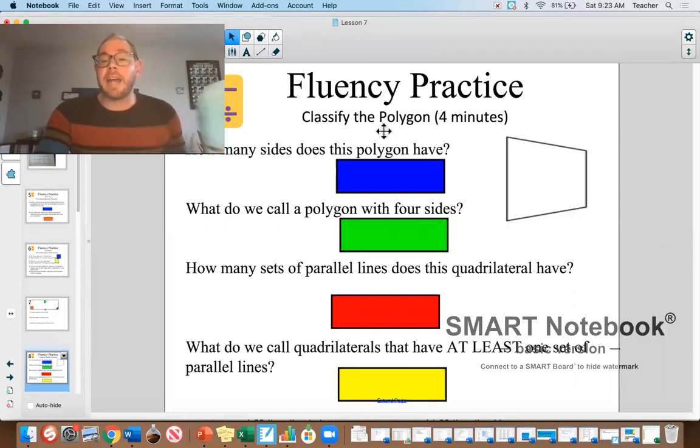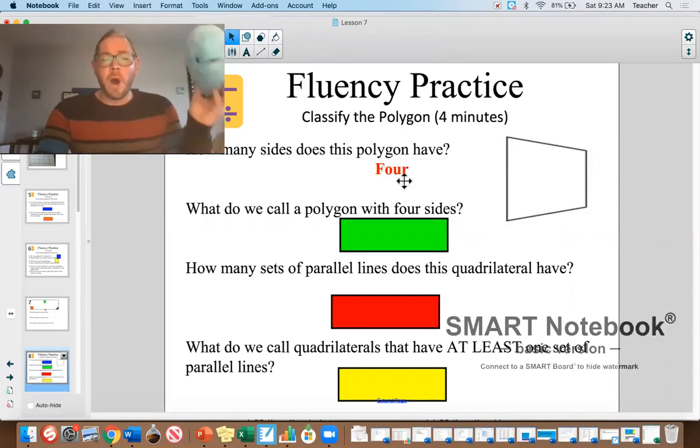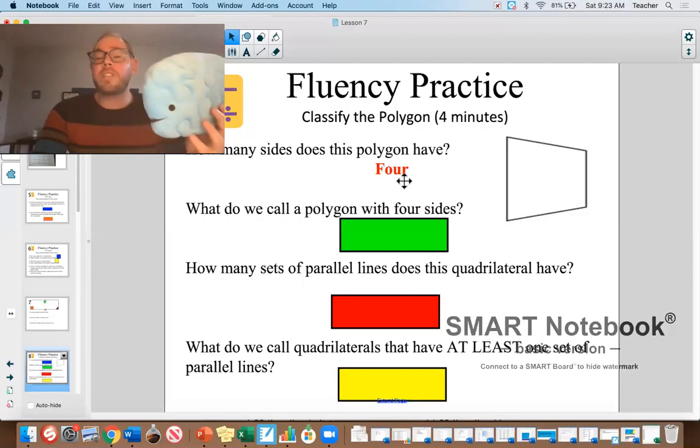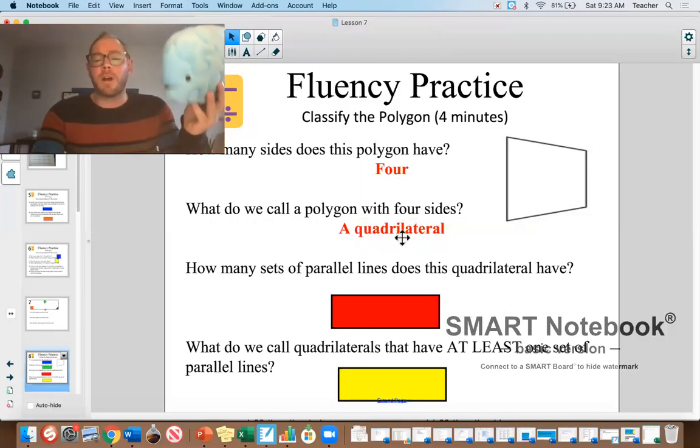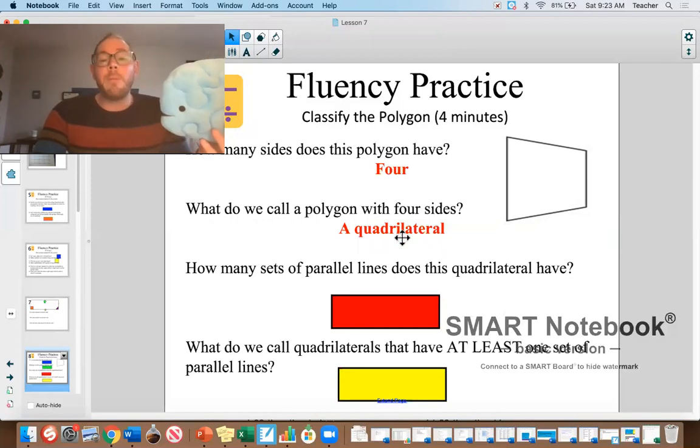How many sides does this polygon have? Here's our polygon. How many sides does it have? 4! Well done. What do we call a polygon with 4 sides? It has a special name. What do we call it? A quadrilateral. Good work, brain. How many sets of parallel lines does this quadrilateral have? That one's a little tricky.